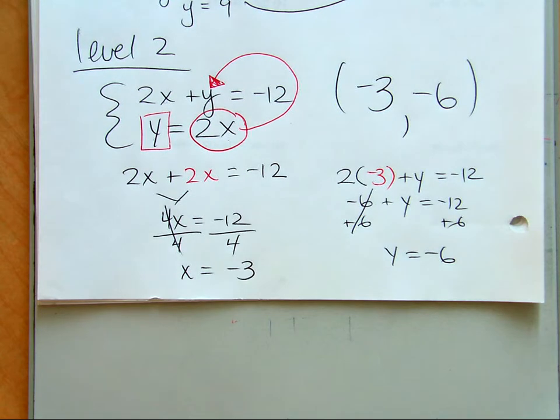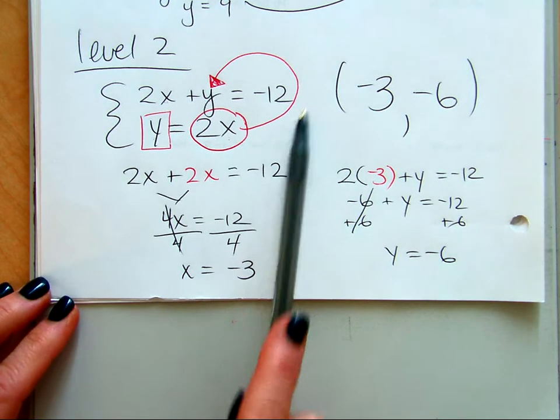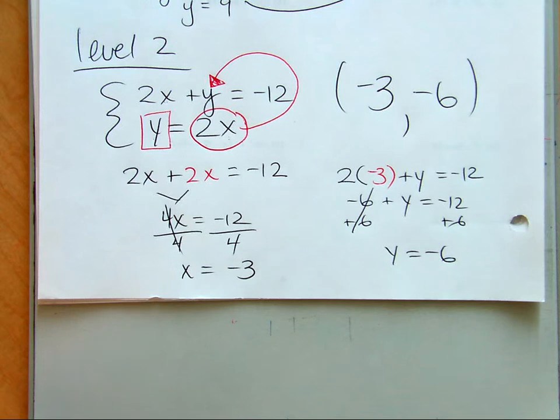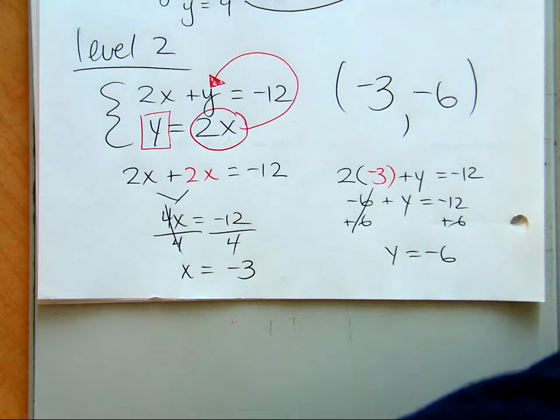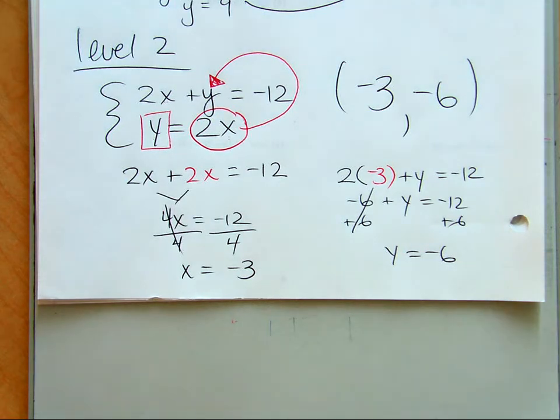Oh, it's 2x, so that means I have to plug it into the other equation. Are you good with a level 1 and a level 2? Okay, so the whole point is find out what one is, plug it into the other equation. Are you ready for a level 3? Or do we need to see another level 2?